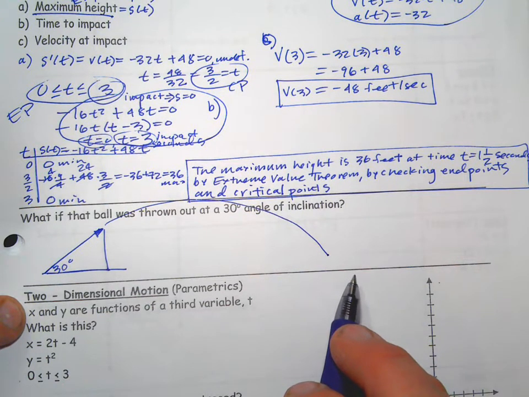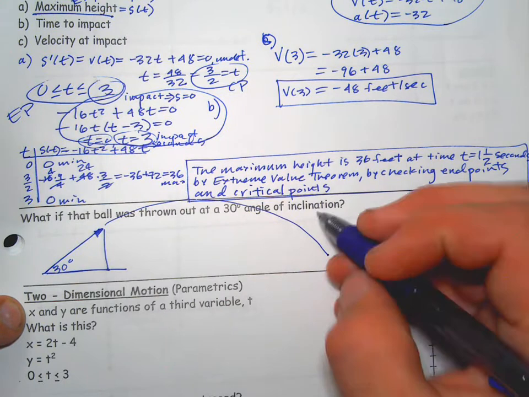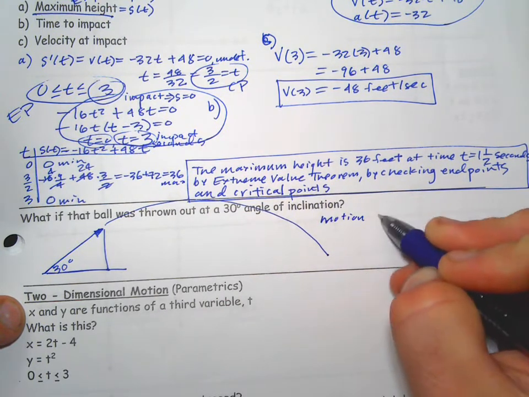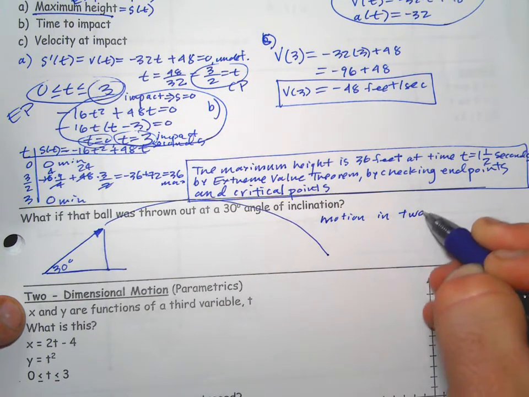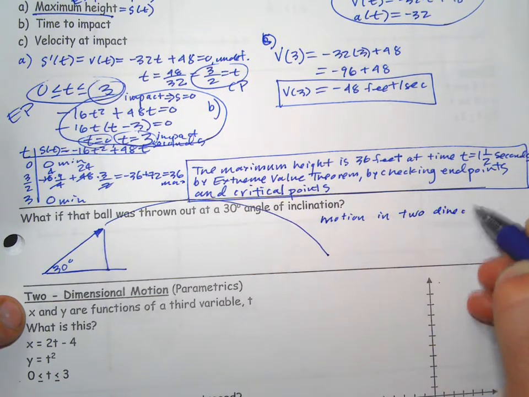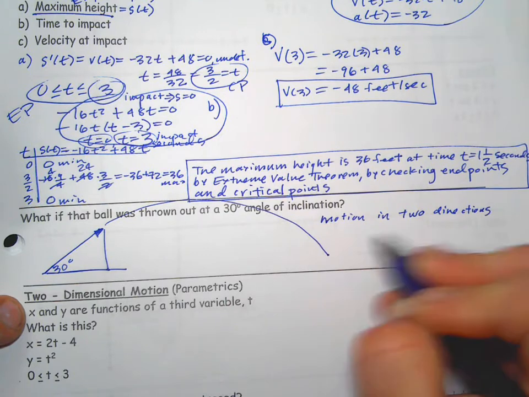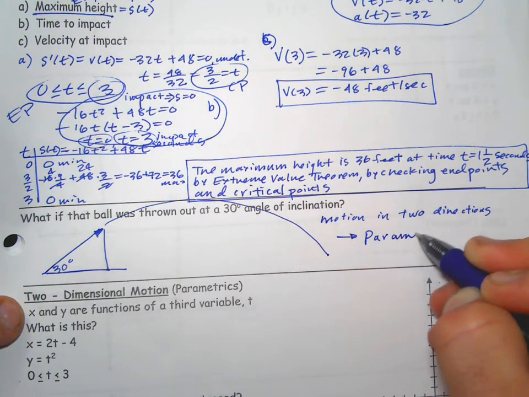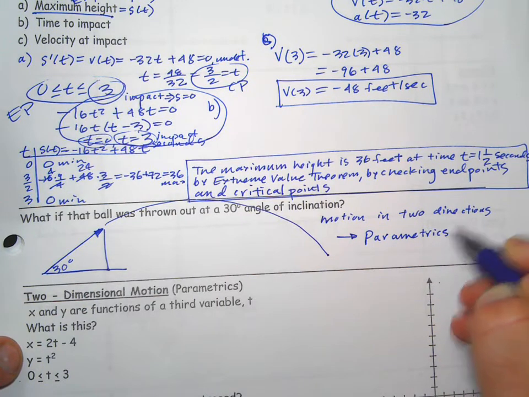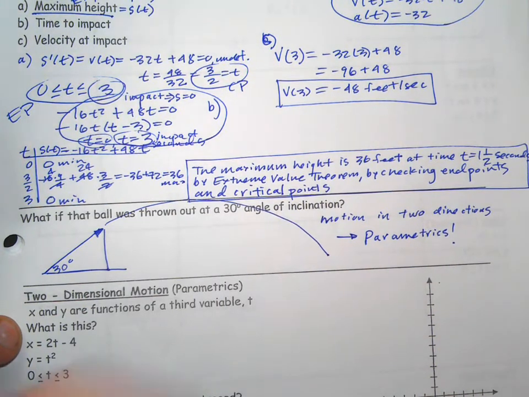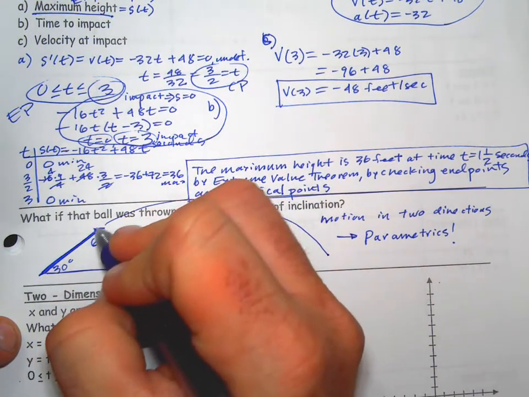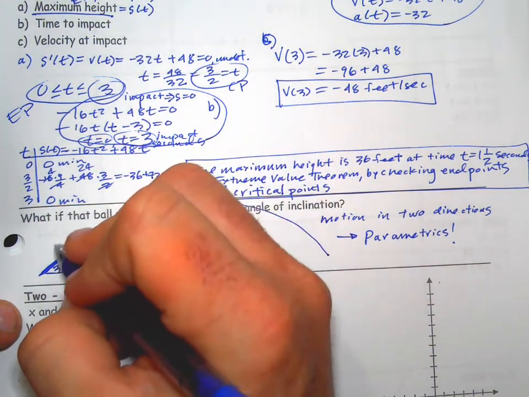And so how do we do this? This is motion in 2 directions now, 2 dimensions, okay? And this is what parametrics is. It's motion in 2 dimensions. One of the things we're going to do here is this is the initial velocity, 48 feet per second.